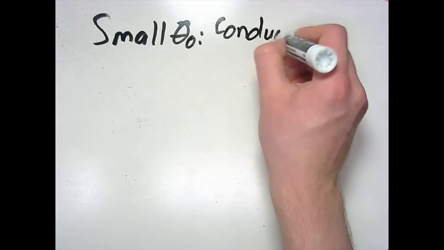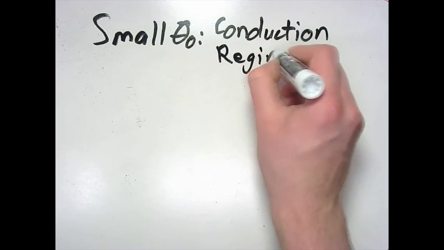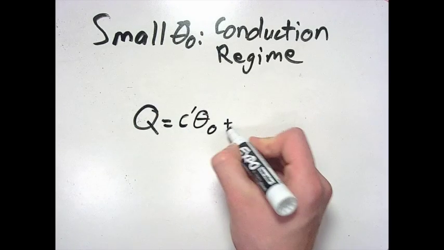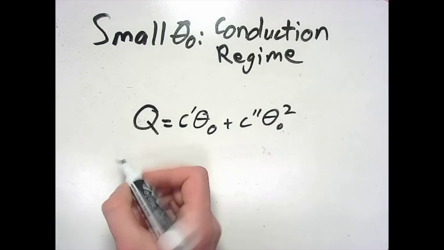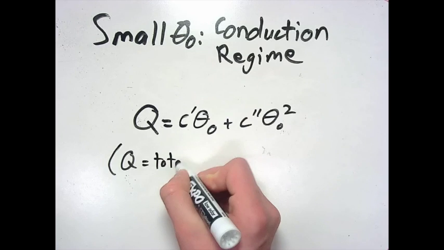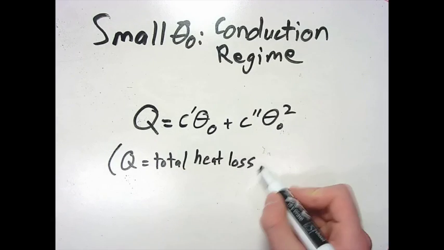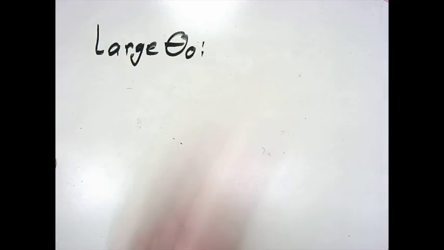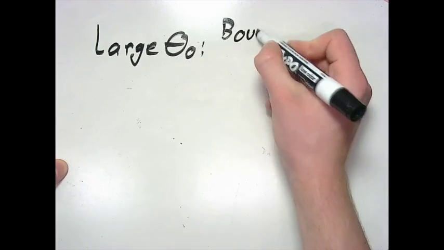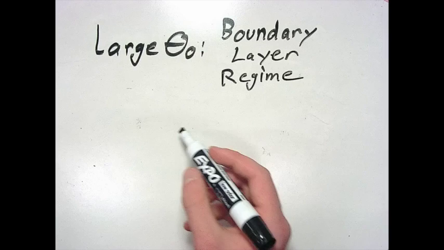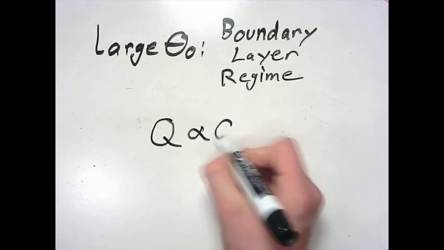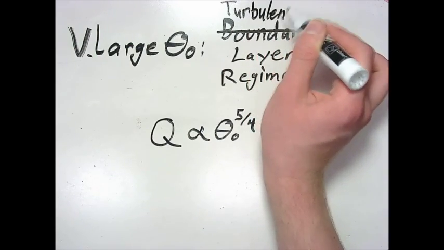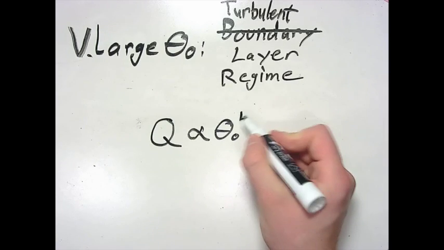Here, in the small theta naught regime, the total heat loss Q can be expanded as a function of theta naught and theta naught squared. The higher order terms are discarded. C prime and C double prime depend on the size and shape of the cylinder and the nature of the surrounding fluid. However, for large theta naught, Q is normally proportional to theta naught raised to the 5/4. And finally, for very large theta naught, Q is proportional to theta raised to the 4/3.